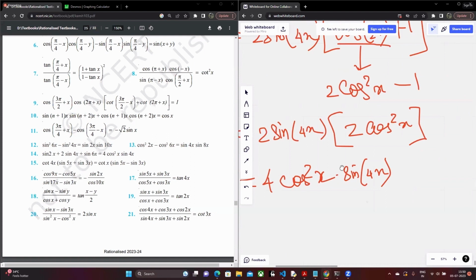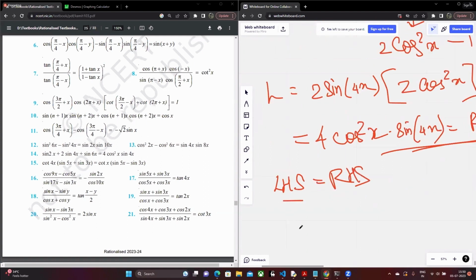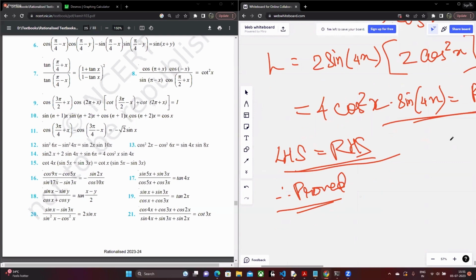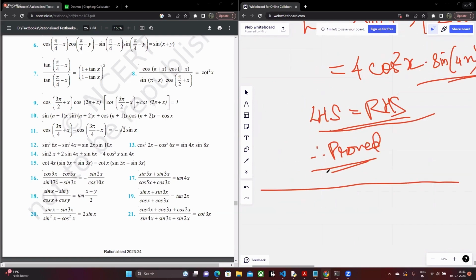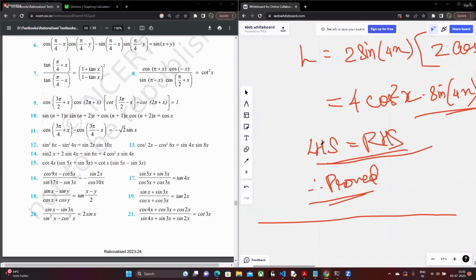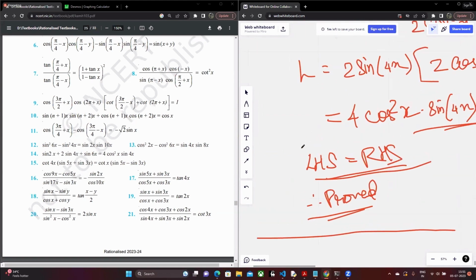This below. Therefore, LHS is equal to the RHS. Therefore, you have this statement. All right. That's question number 14, right? Moving on to question number 15.